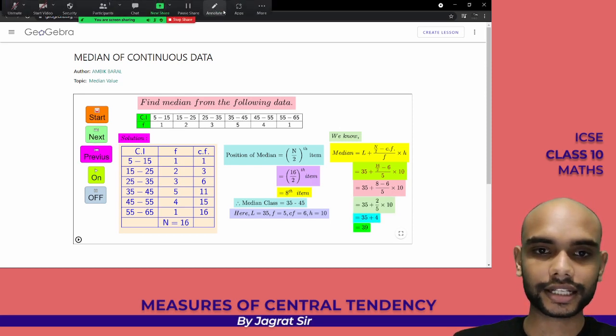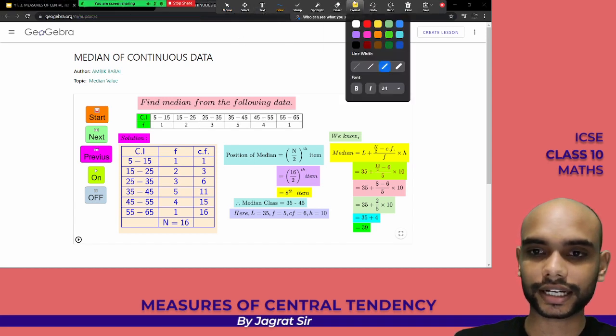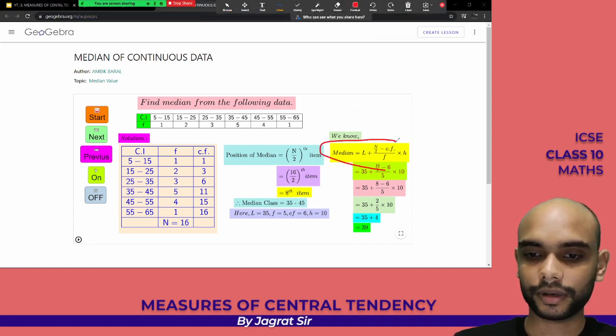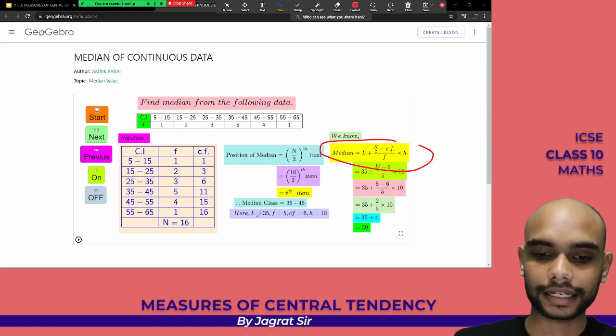So the things that you need to remember here: first thing, that is the formula. Please remember the formula. And what is L? What is L?